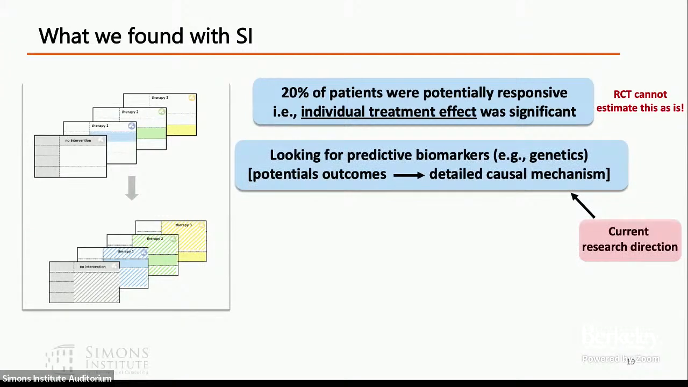So how do you go from these potential outcomes to a detailed causal mechanism? Say, for example, a mechanism from the genetics to these potential outcomes. How to do that in a principled way is something I'm very interested in working on. Maybe people here would have expertise on that.